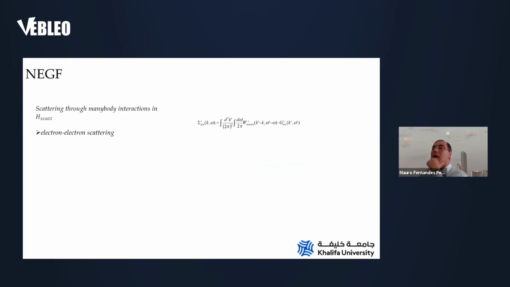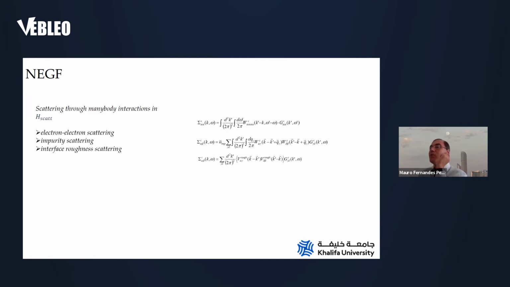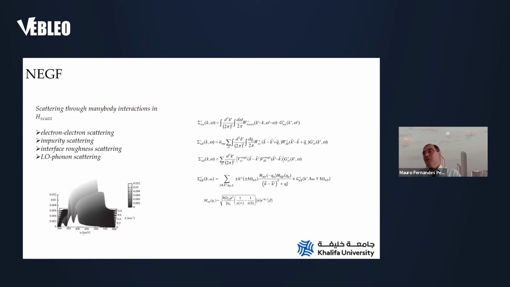I have a few scattering mechanisms in our problem. I include electron-atom scattering. You see the self-energy here. I include impurity scattering. I include something which is very important for this problem, which is interface roughness scattering. You see the Hamiltonian here. And alloy scattering. These are the main mechanisms included in our solution of the Dyson equations.